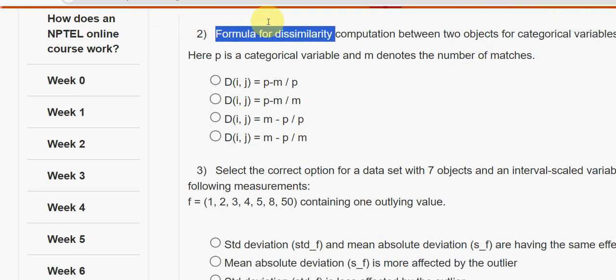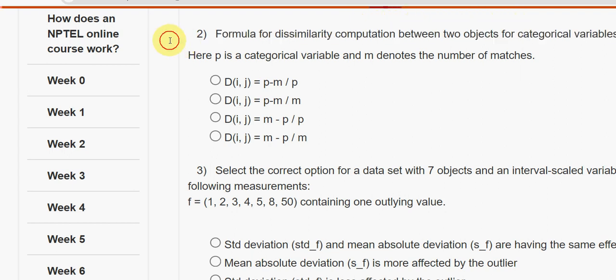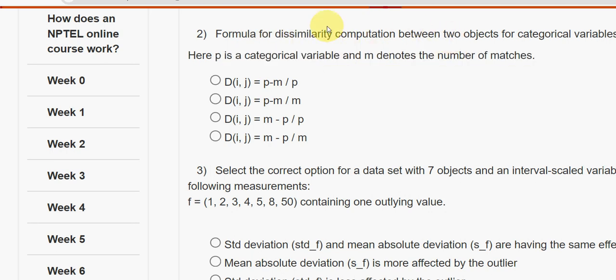Next, second one, formula for dissimilarity computation between two objects for categorical variables is. So here the one which is used in these options, one of the variable is p, right? So p is a categorical variable and m denotes the number of matches. So for second question, the answer is first option guys. D of ij equals p minus m by p.